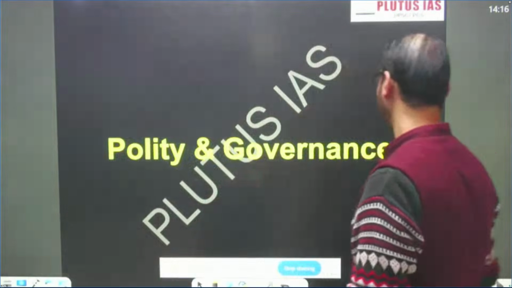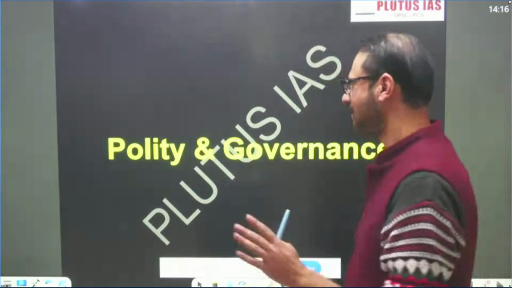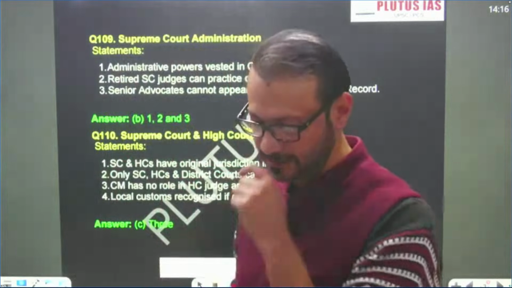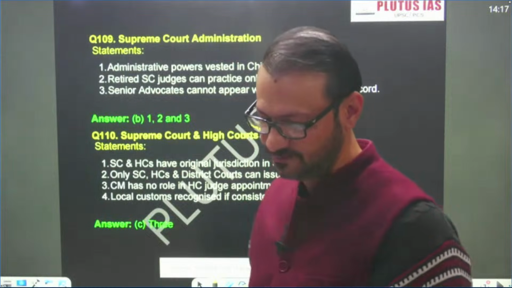So without further ado, let's start with polity and governance analysis from the headquarters of PLUTUS IAS right here in Delhi. तो सबसे पहला जो था वो क्वेश्चन था with regards to which of the following statements are correct. Now we talked about Chief Justice of India is the highest administrative officer of the Supreme Court of India. इनमें से आपको देखना था कौन सा सही है.